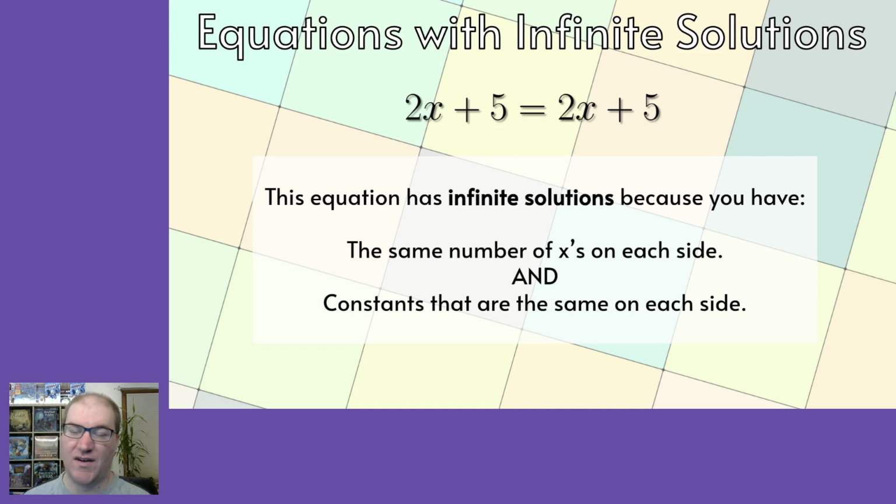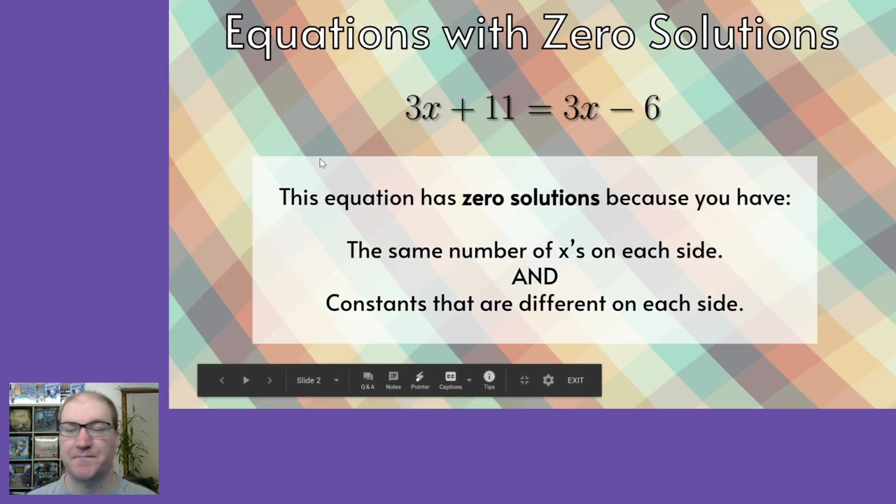So it says 2x plus 5 equals 2x plus 5. So what made this have infinite solutions? Well, anytime an equation has the same number of x's on each side of the equal sign, and the constants, which are the plain old numbers, are exactly the same too, then it's going to have infinite solutions. So this equation, if you look, it's just the same thing on both sides of the equal sign, right? Whatever number you put in for x is going to do the same thing on the other side of the equal sign, so any number is going to work, right? So this equation has infinite solutions.